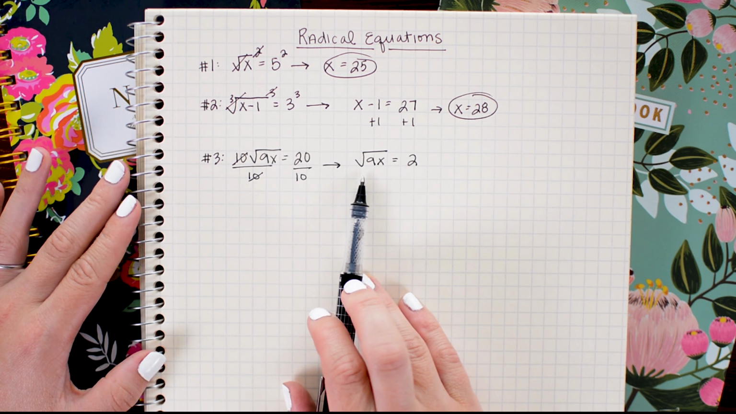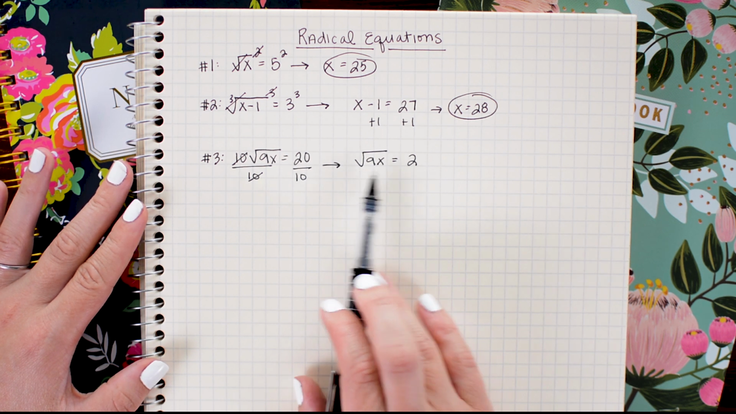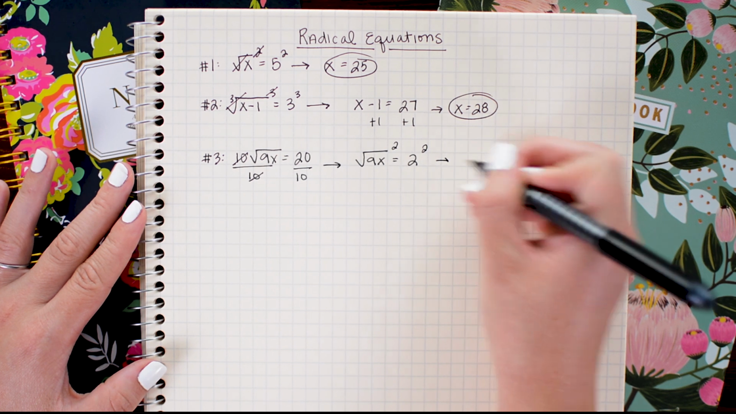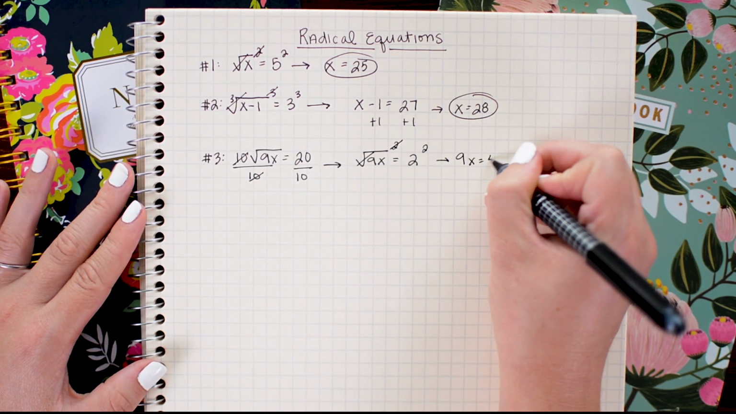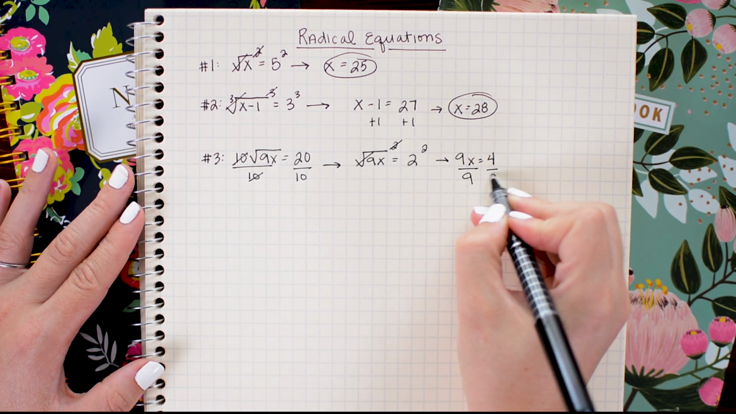Now that there's nothing left on the outside of our radical, we can go ahead and use the inverse operation, which will be a square, and square both sides. Lastly, to solve for x, we just need to divide by 9.